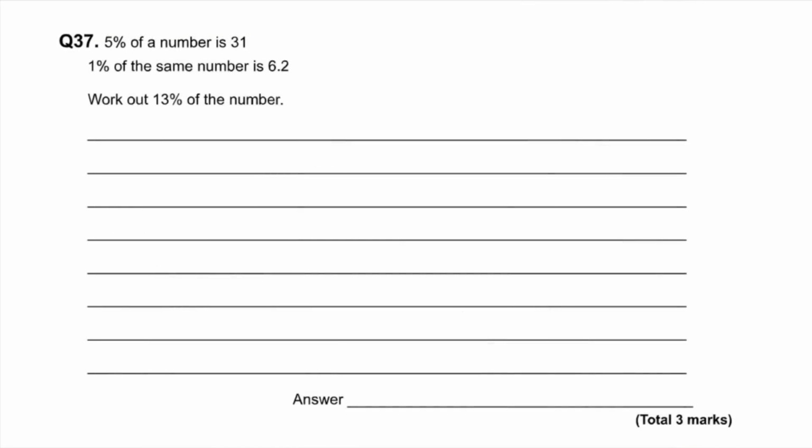Question 37. 5% of a number is 31. 1% of the same number is 6.2. Work out 13% of the number. Well, how can I build 13% with those building blocks? I've already been given them, so there's no point in finding any more. Let's just use 5%, 5%, 1%, 1%, and 1%. That adds up to 13%, doesn't it? So just using the blocks they gave me. So that's 31, 31, 6.2, 6.2, 6.2.